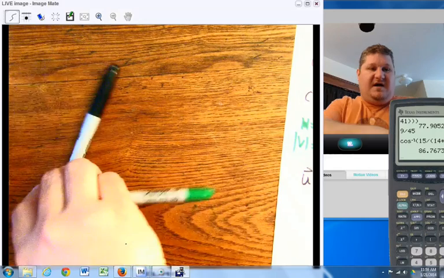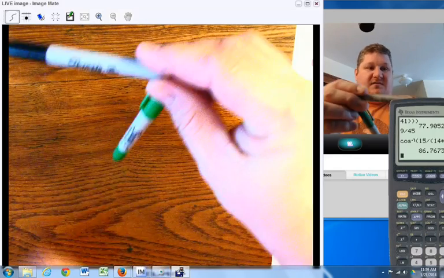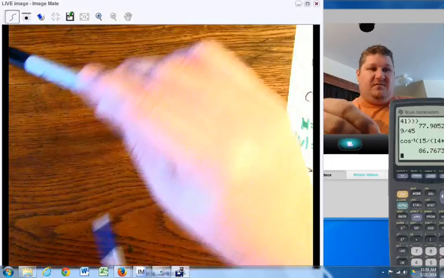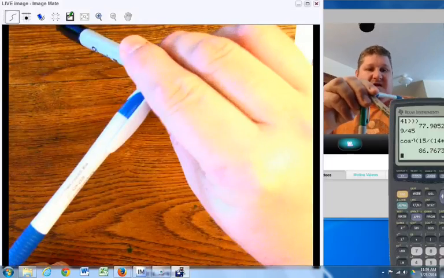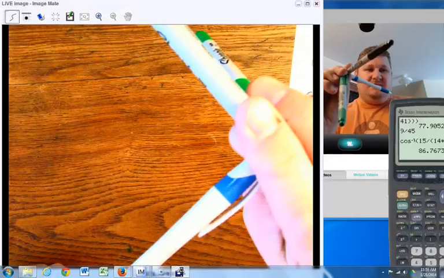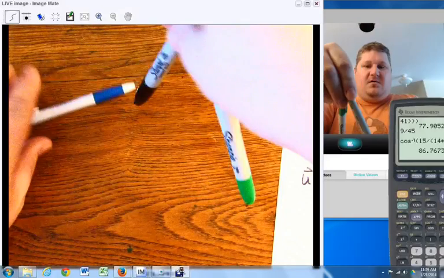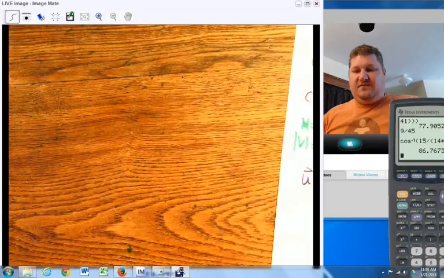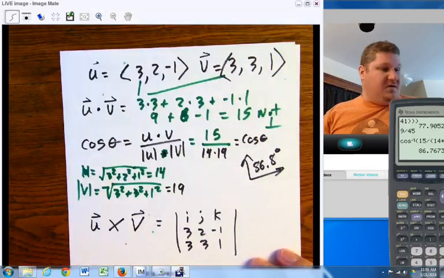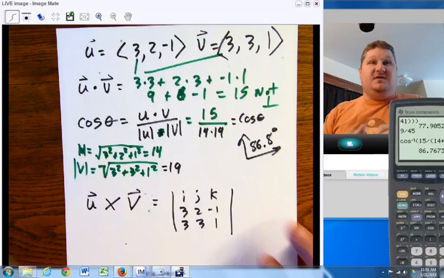So if I have, again, two vectors that meet at some sort of angle here, I want a third vector that makes a right angle with this one and a right angle the opposite way. There you go. So that's fun and charades with Mr. Moore. To do that, we need to do the cross product.